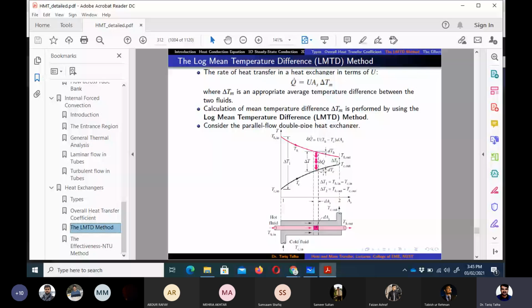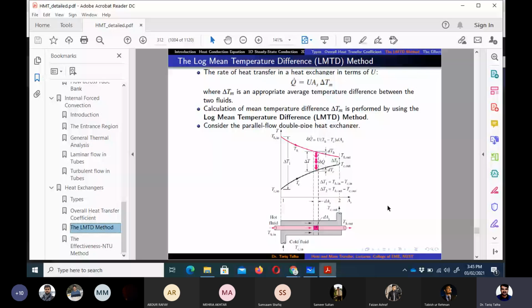Here TH is the temperature of the hot fluid and TC is the temperature of the cold fluid. Then we discussed that delta T1 is the temperature difference at the inlet, which is TH in minus TC in, and similarly delta T2 is TH out minus TC out. dTH here you can see is the temperature decrease in the hot fluid in that differential surface area, and dTC is the temperature gained by the cold fluid in that differential area.